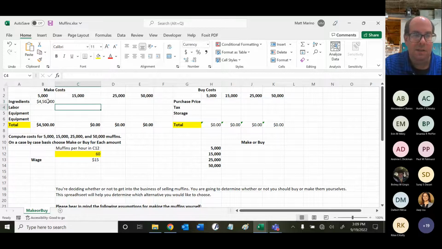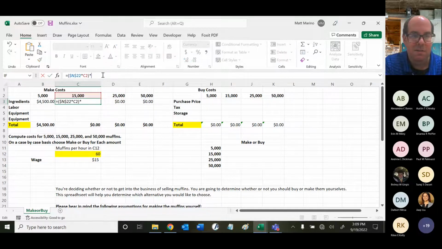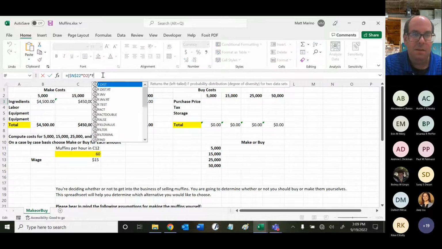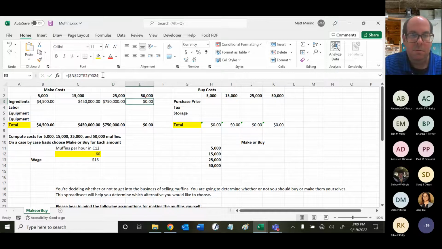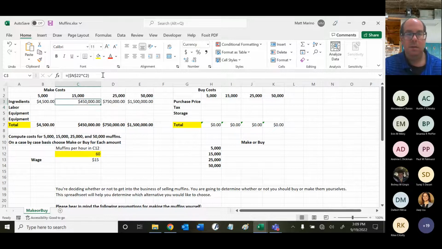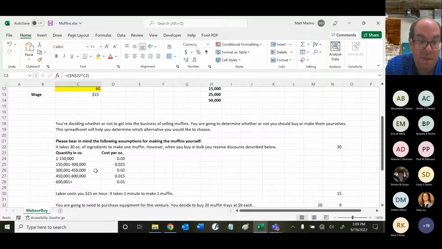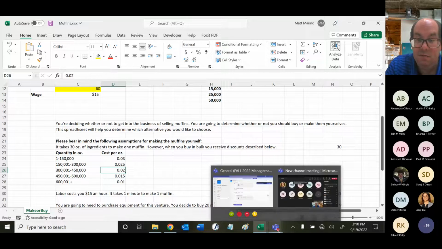Well, let's make life easier for us. Let's autofill the formula across, and for each of them, get rid of what you're multiplying. Okay, so now we have 450,000 ounces of muffin batter. So we scroll down, and what cell is that equal to?